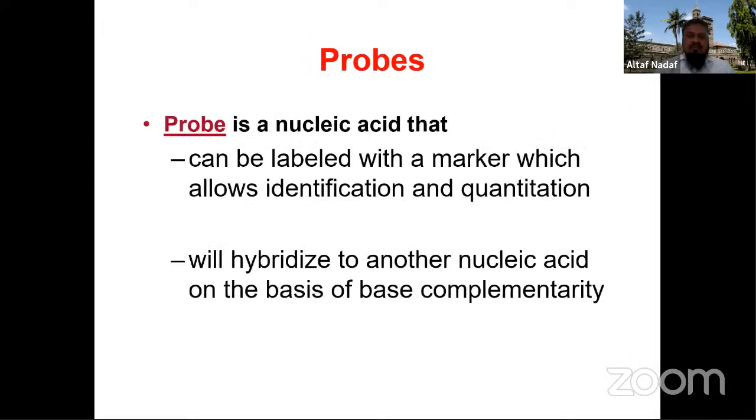The probes used here are nucleic acids that can be labeled with a marker, which allows identification and quantification. They hybridize with another nucleic acid on the basis of base complementarity. The site of binding can be identified, and not only identified, but quantified. If the probe binds in a higher proportion, that can also be quantified, and accordingly you can see whether a particular region is present in less or more amount.